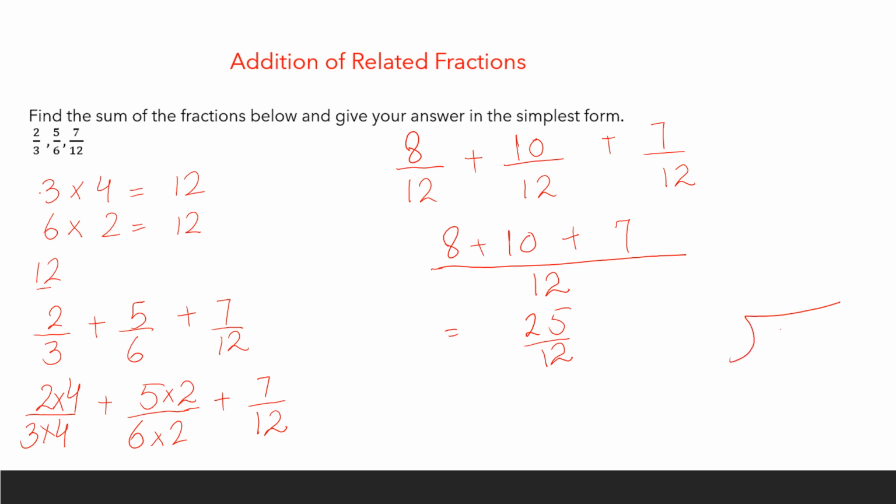So I will divide 25 by 12. Since 12 times 1 is 12, 12 times 2 is 24, but 12 times 3 is 36, which is greater than 25. So I will go with 12 times 2, which is 24. So when I subtract 24 from 25, I will be left with 1. So our simplest fraction in the mixed form will be 2 whole 1 by 12. So this is our answer for this question.